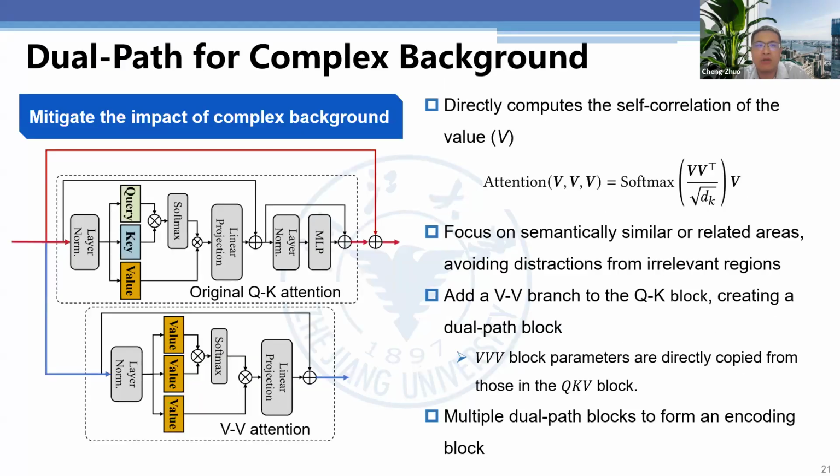So the last technique I want to point out here is how to mitigate the impact of the complex background. Here we propose a dual path module. This module, in addition to computing the QK attention, also computes something called VV attention, which is the self-correlation of the value V. This helps the model focus on semantically similar or related areas to avoid distraction from the irrelevant regions, which is the complex background in our case. We have this V branch in parallel with the QK branch, which creates a dual path block. Multiple dual path blocks are cascaded together to form an encoding block, which is then used in this large language model.